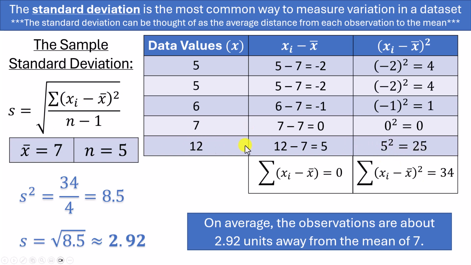The value of 12 added more to the numerator than any of the other values combined. So we can conclude that if we have outliers in our dataset, that's going to contribute quite a bit to our standard deviation formula. So we would say that the standard deviation, similar to the mean, is sensitive to outliers.